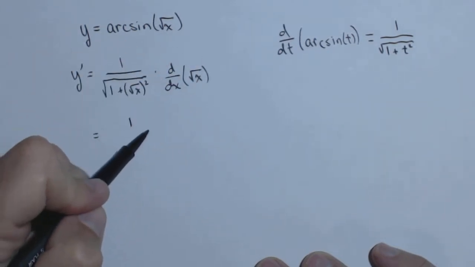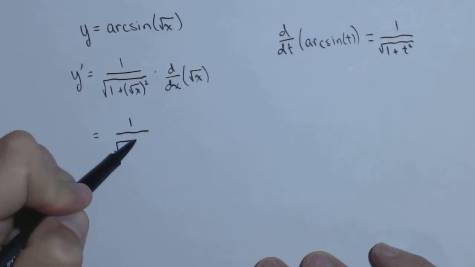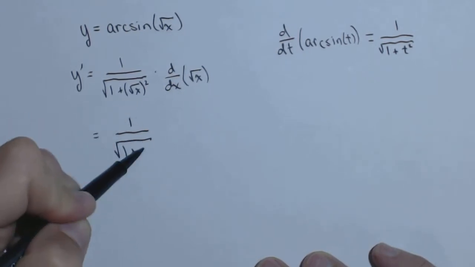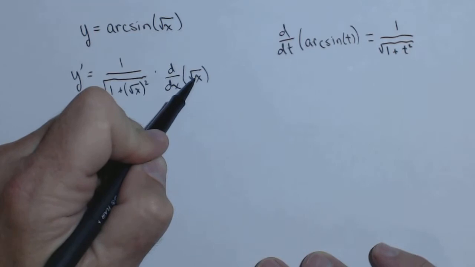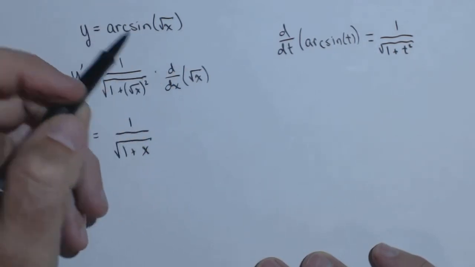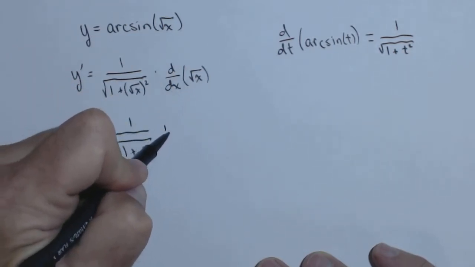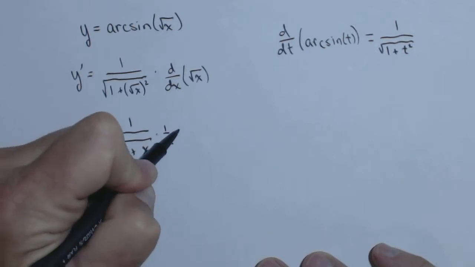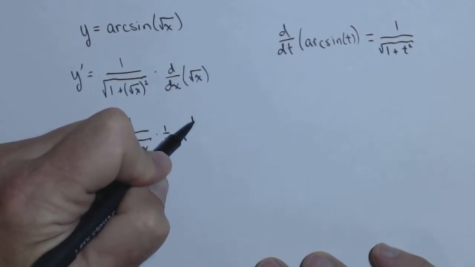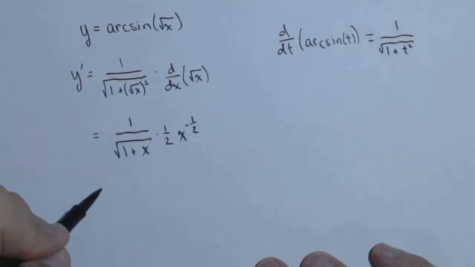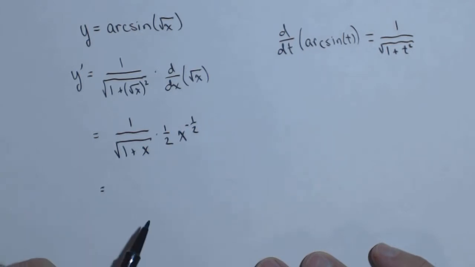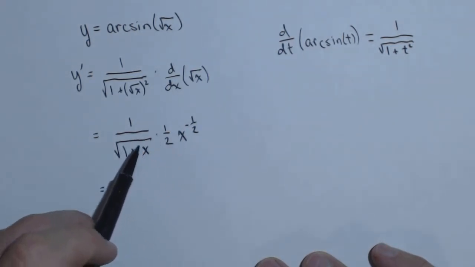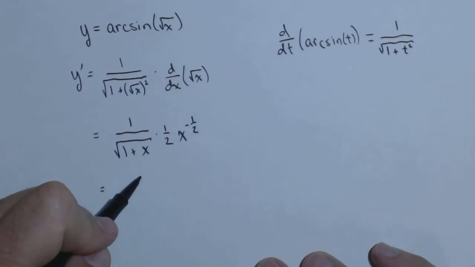So this can be simplified a little bit. So we have 1 over the square root of 1 plus square root of x squared, which is just x. And the derivative of square root of x, or x to the 1/2, is 1/2 x to the negative 1/2. So we can do a little bit of rewriting here. You don't have to. This would be fine for a final answer. It is the correct derivative.